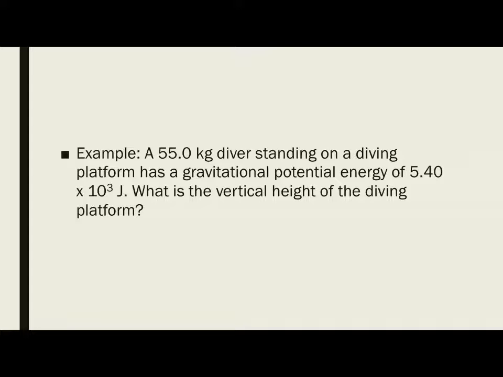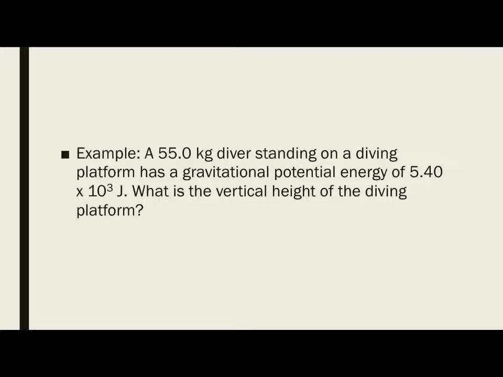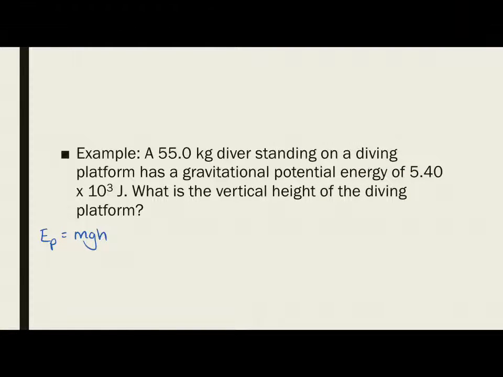Let's do an example of potential energy. We have a 55 kilogram diver standing on a diving platform, with a gravitational potential energy of 5.4 times 10 to the 3 joules. I want to note the vertical height. So I know EP is equal to mgh, and here I'm actually looking for h, so I need to isolate it.